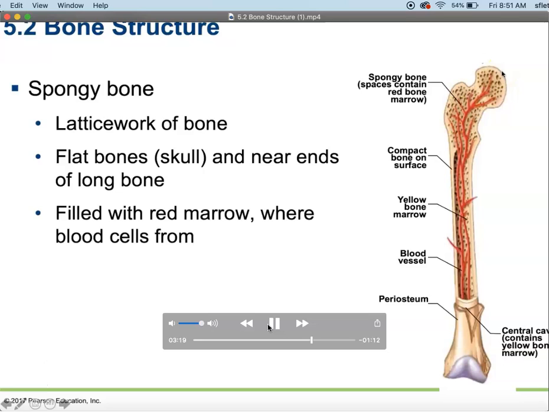In adults, the spaces of some spongy bone are going to be filled with red marrow. This is where our red blood cells are going to come from. But we may also find the cavity of the shaft of long bones filled with yellow bone marrow right in here. This is going to be a fatty tissue that's used primarily for energy storage.